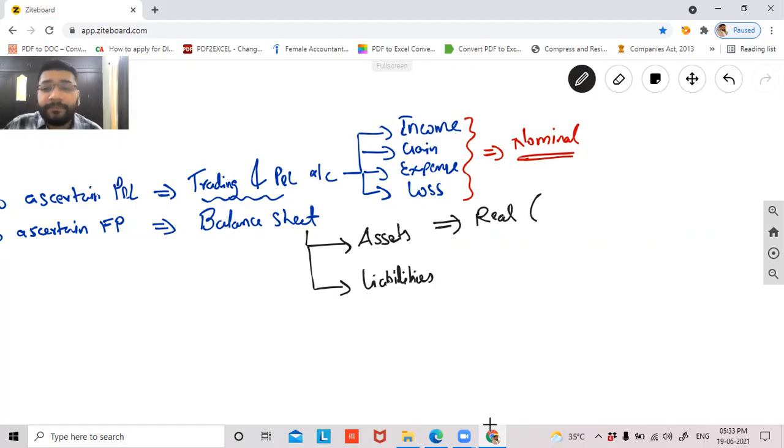Who is excluded here? Debtors and bank. Except debtors and bank. Then where will these debtors and bank go? Can I say to personal?